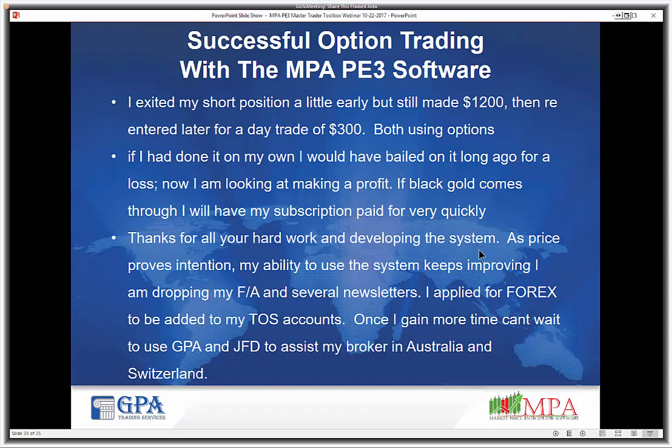Thanks for all the hard work in developing the system. As price proves intention, my ability to use the system is improving. He's going to drop his financial advisor and several newsletters he's paying for, and he applied for a Forex account. Here's one that was not a Forex trader, but he saw the power, not only how it helped him trade his options, but the power of trading Forex as well.